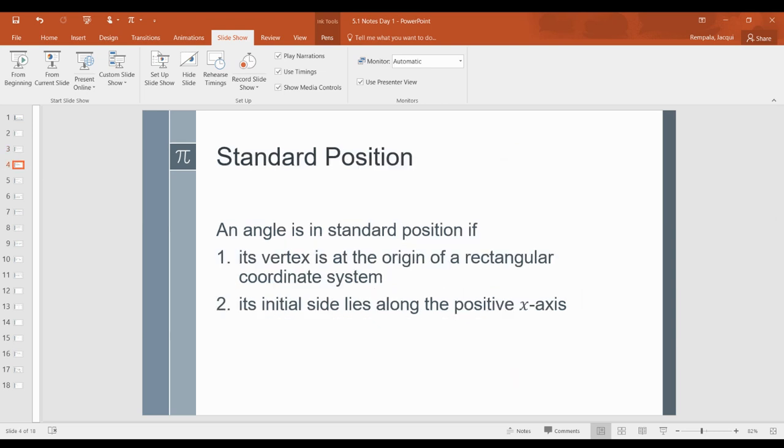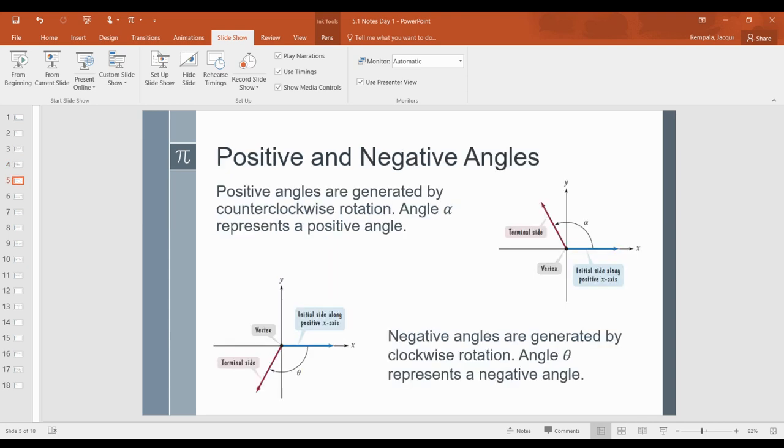All right, so let's talk standard position. An angle is in standard position when we have two things happening. The first thing is that the vertex is at the origin of the rectangular coordinate system, and the initial side is always going to lie on the positive x-axis. So here we're going to talk about two different types of angles, positive and negative, but the diagrams that I have are drawn in what we call standard position.